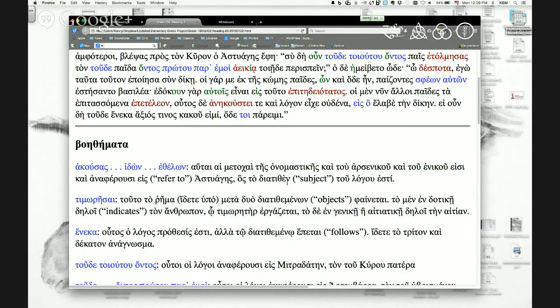So we have men and de. On the one hand, on the other hand. In the dative, it indicates the person, ton anthropon, the person. Okay.